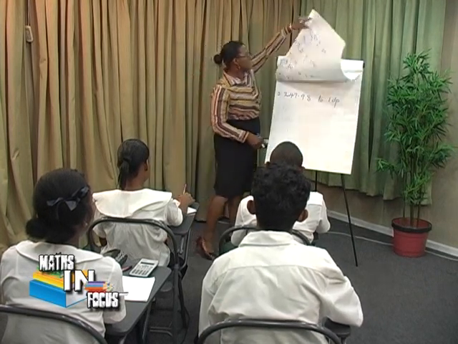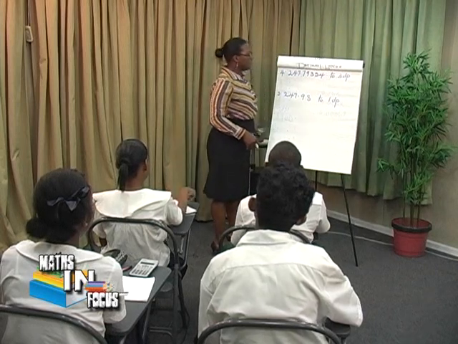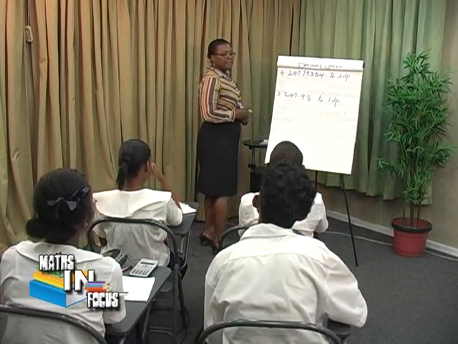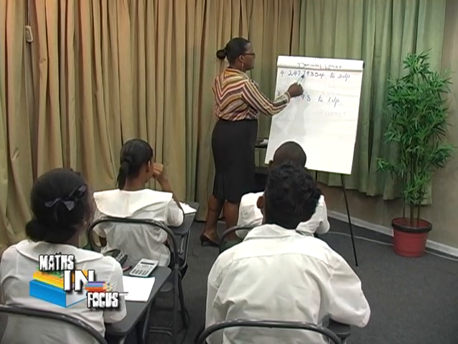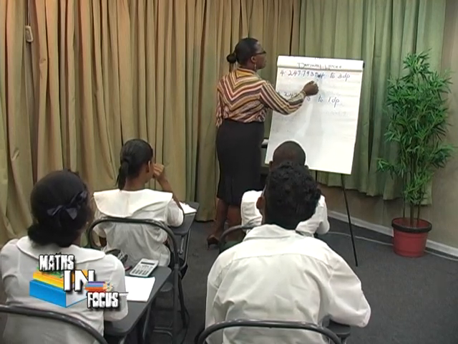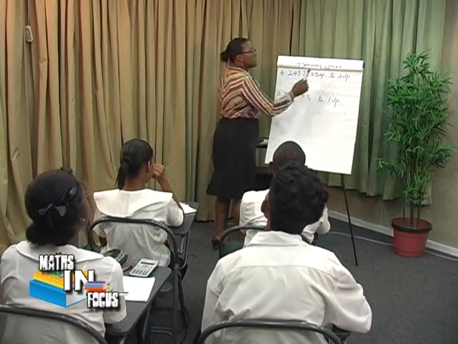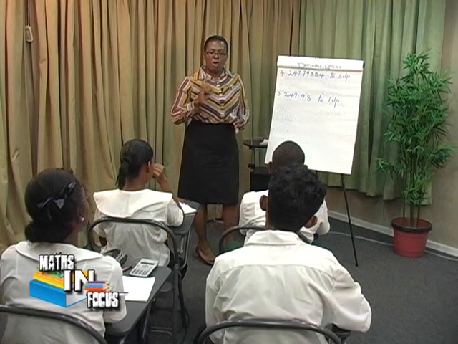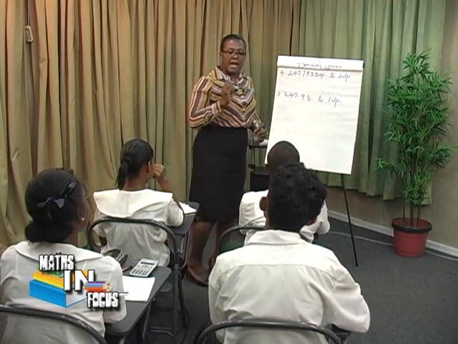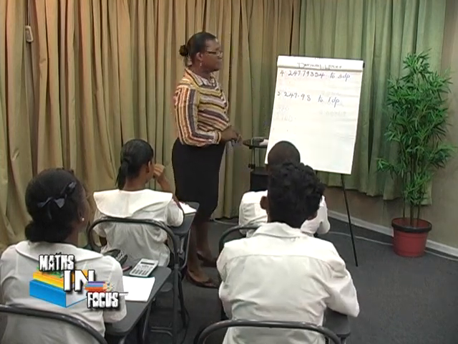Let's continue. We have number 4,247.79354. And we want to take it to 3 dps. Where should I draw my line? After which number? The 3.